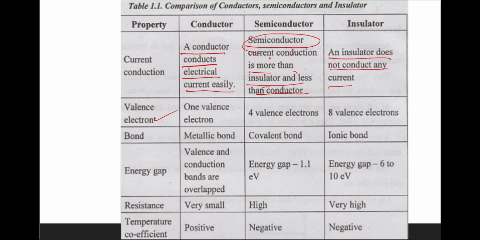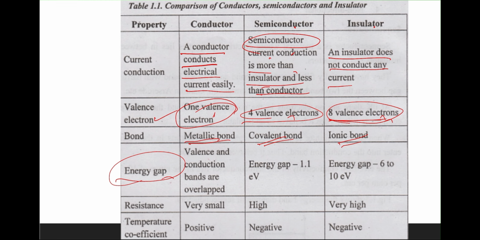Next one is the valence electrons. A conductor will have 1 valence electron. Semiconductors will have 4 valence electrons. And insulators will have 8 valence electrons, that is, it will complete the octet. Next, the bond. Conductors have the metallic bond. Semiconductors have covalent bond. And insulators have the ionic bond.